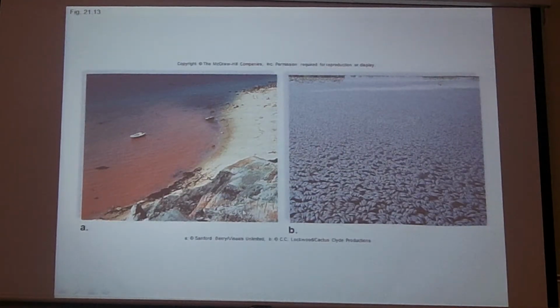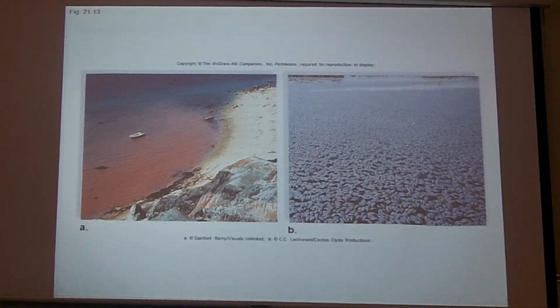If the dinoflagellates get in some water that has too much fertilizer in it, which can often happen if farmers fertilize their fields and it rains, the rain will run off and carry the fertilizer with it, and then the fertilizer will get in the water, and dinoflagellates will get in that water, and they'll multiply like crazy, and they'll form what's called a red tide. You ever heard of a red tide before? That's a red tide. You see how the water looks red?